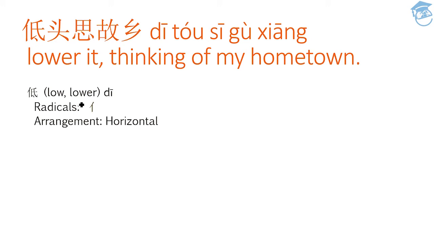This is the pinyin Di, and the radical is this one, what's on the left there. The arrangement is horizontal because you have left and right components here. Let's look at how to write 低. 1, 2, 3, 4, 5, 6, 7. 7 strokes for this word, 低.